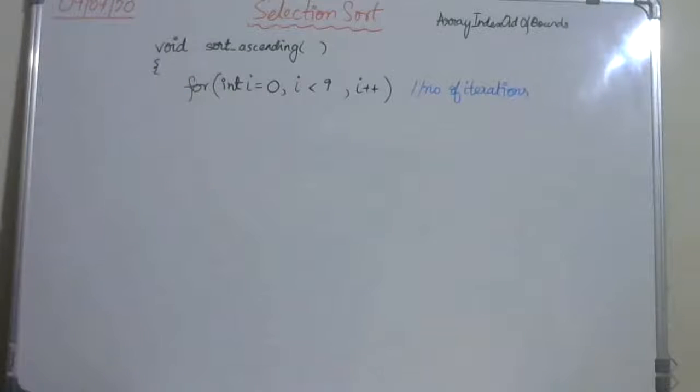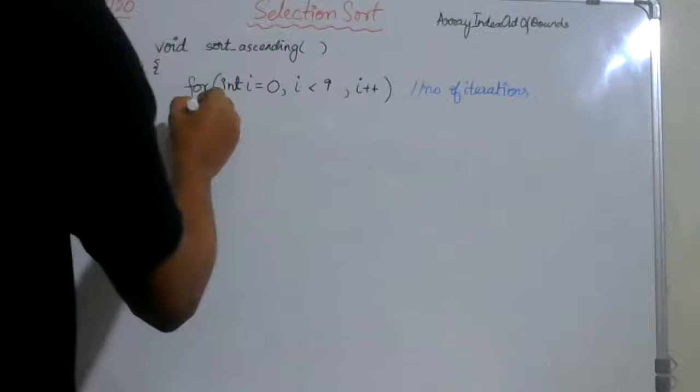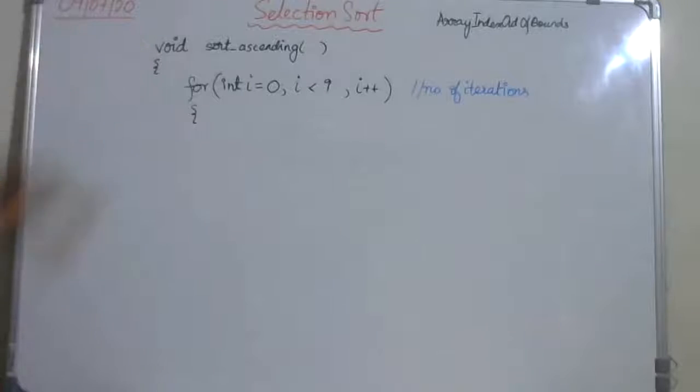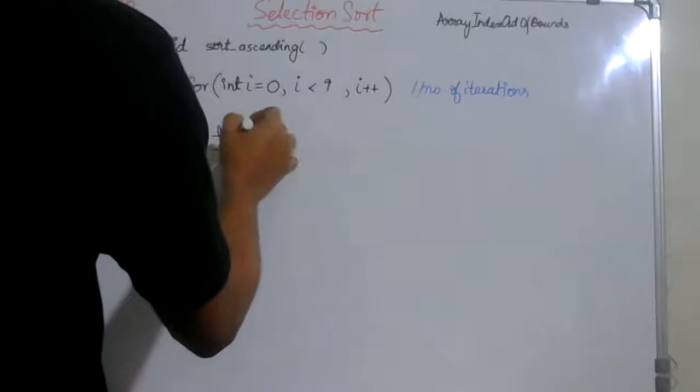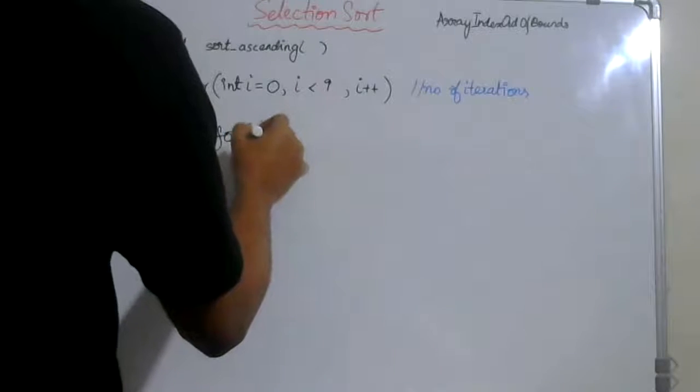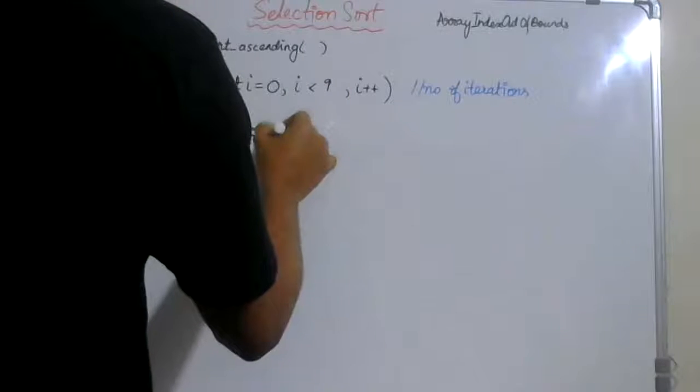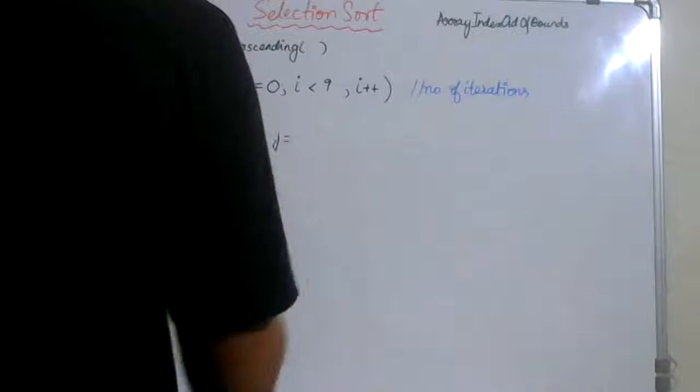So 0 to 8. And in each iteration we were comparing the selected position with all the other positions after it. If you remember correctly, we were selecting a particular position in the array, and then we were comparing that particular position to every other position that comes after that selected position. So again, for those repeated comparisons, we'll have another for loop, another looping statement. So I'll be using a for loop. Let's call this loop variable j.